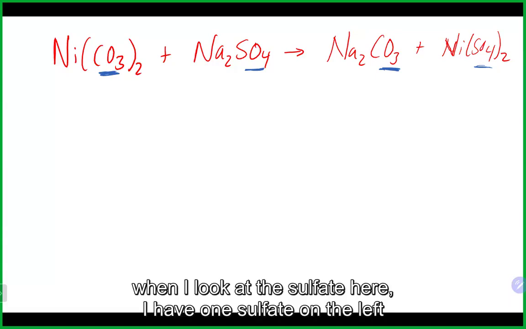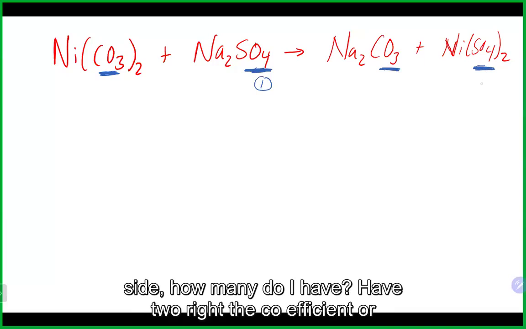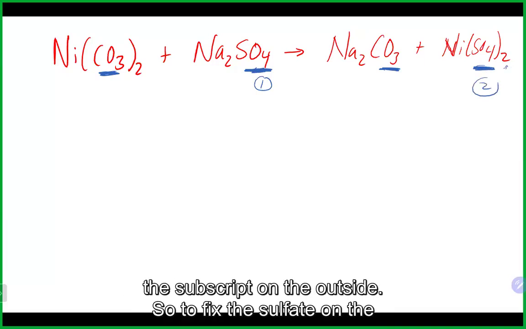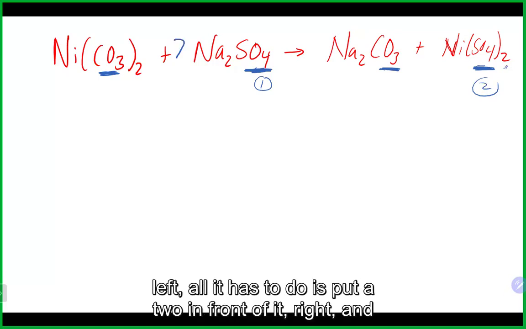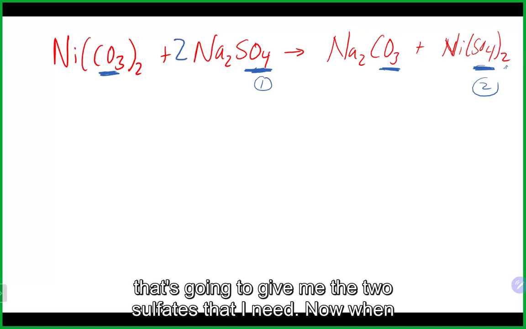Okay, so when I look at the sulfate here, I have one sulfate on the left-hand side, right? And I look at the sulfate on the right-hand side. How many do I have? I have two, right? The coefficient or the subscript on the outside. So to fix the sulfate on the left, all I have to do is put a 2 in front of it, right? And that's going to give me the two sulfates that I need.